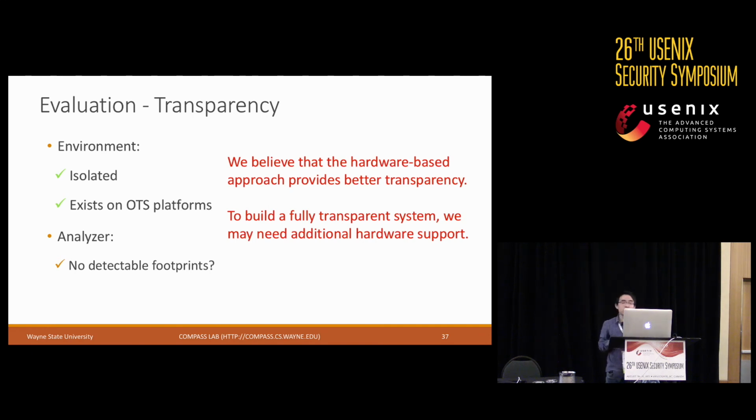Learning from the evolution of malware analysis systems, we will argue that the hardware-based approach may provide better transparency than the software-based approach. And we may need additional hardware support to build a fully transparent malware analysis system.